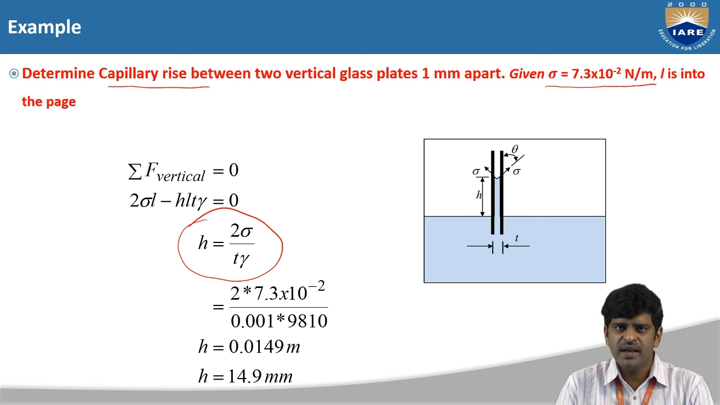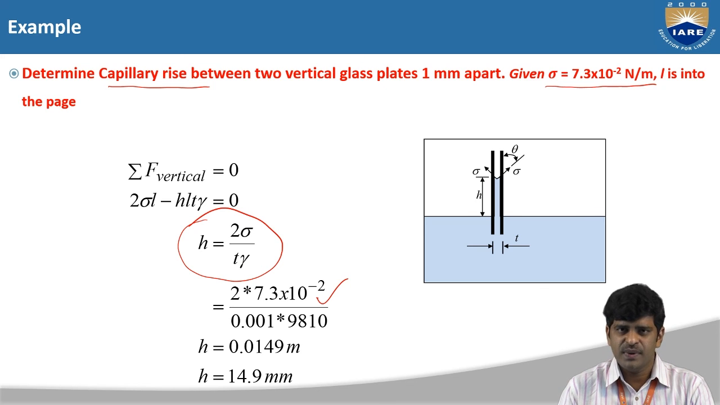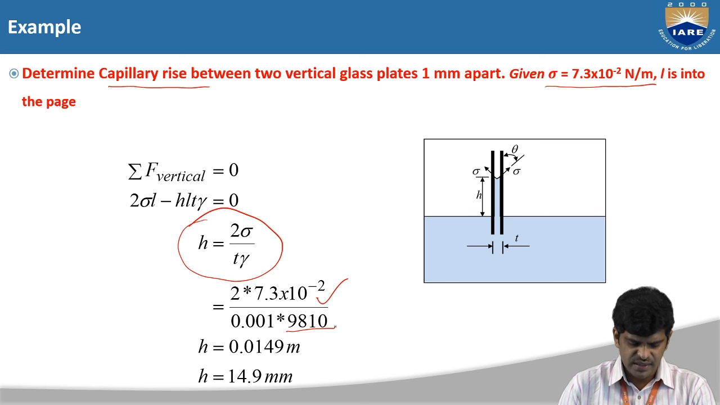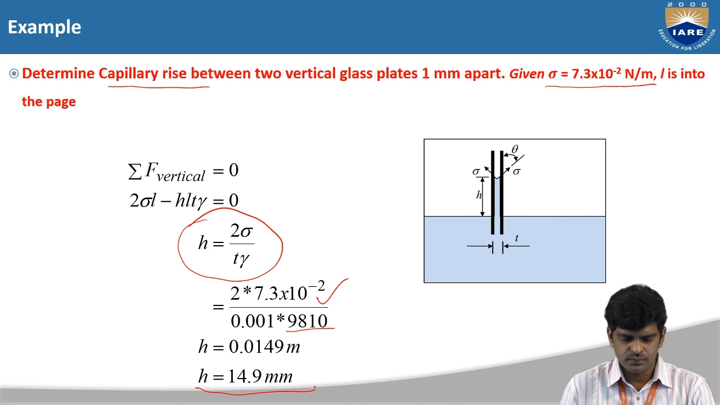What is meant by sigma here? It is the surface tension that has already been given. So 2 into 7.3 into 10 to the power of minus 2, we directly substitute it here. And t is the thickness between the two plates, that is 1 mm apart, as given. And gamma is 9810. So finally we get H is equal to 14.9 mm.